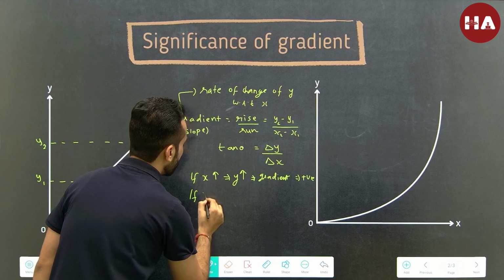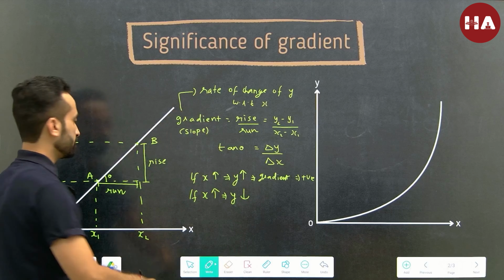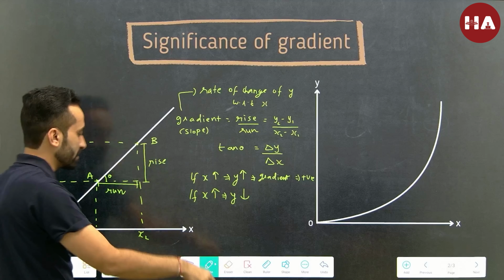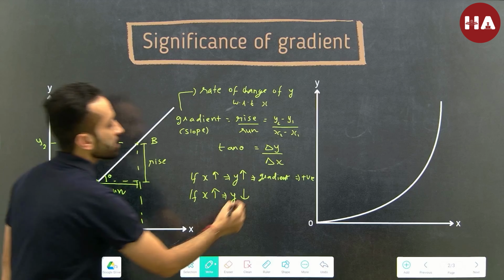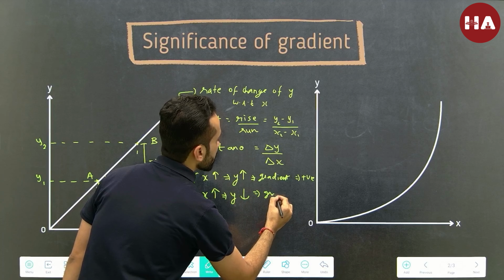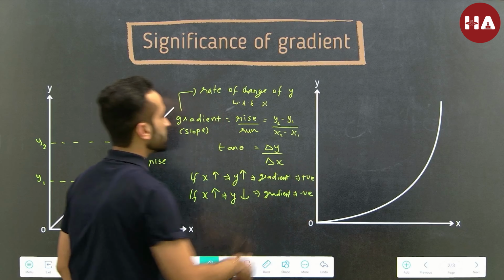But if a positive change in x causes a negative change in y, do you remember the red line? The red line, increasing x decreases y. In that case, you will call the gradient as negative.